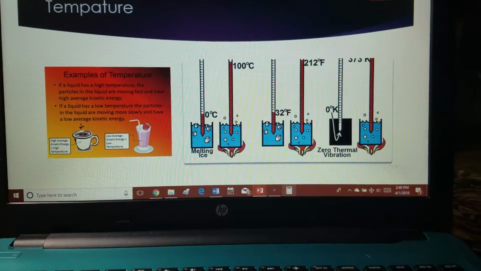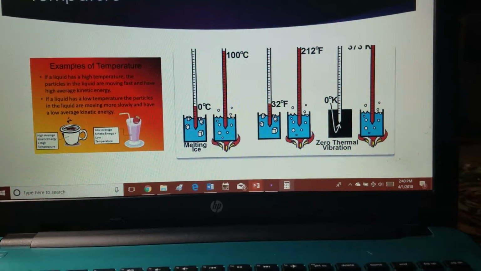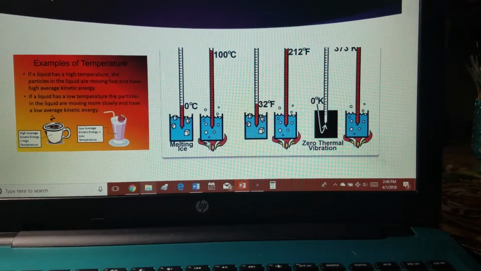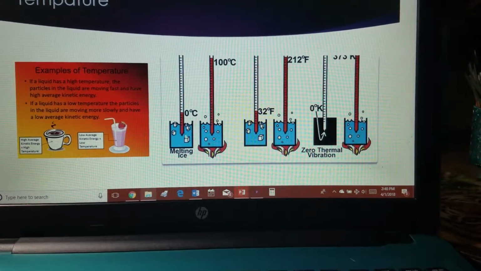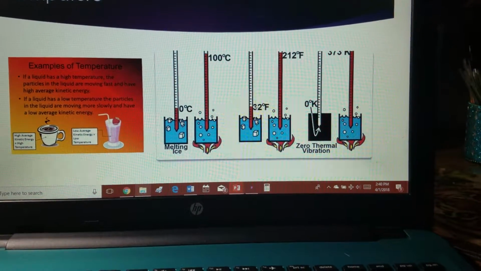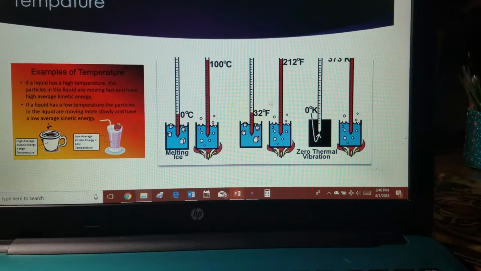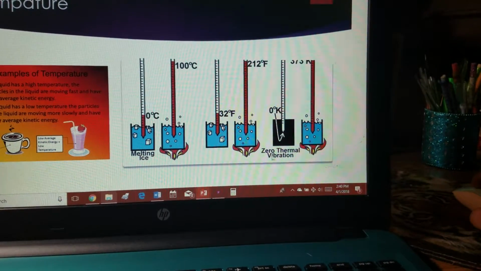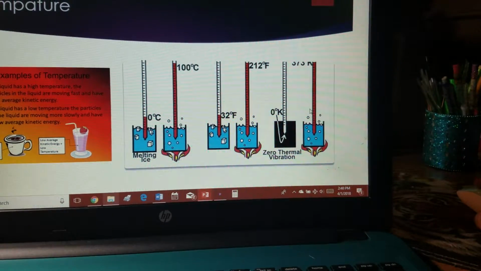These are just forms of temperature scales. This would be degrees Celsius, where water is hot and melting. This would be Fahrenheit, 32, cold and hot. And this would be Kelvin, 0, thermal variation and hot.